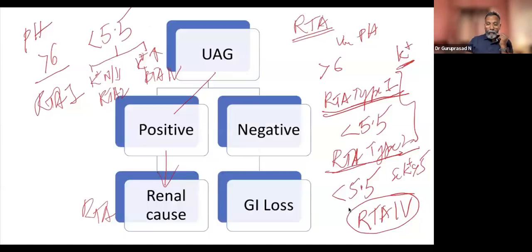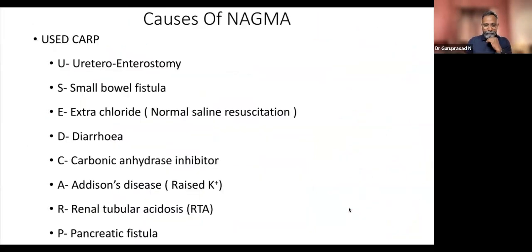Evaluation of normal anion gap metabolic acidosis. You should not stop by just telling that there is a normal anion gap metabolic acidosis. You should try to find out what is the cause for normal anion gap metabolic acidosis, and you will get it only when you do a urinary anion gap and urinary pH.